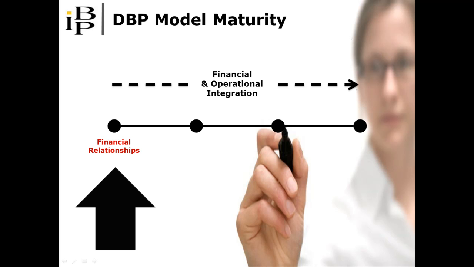Provided on the screen is the outline of a four-stage maturity model for driver-based planning. What differentiates the four stages is the degree of financial and operational integration. The black arrow represents the first stage that we just described.